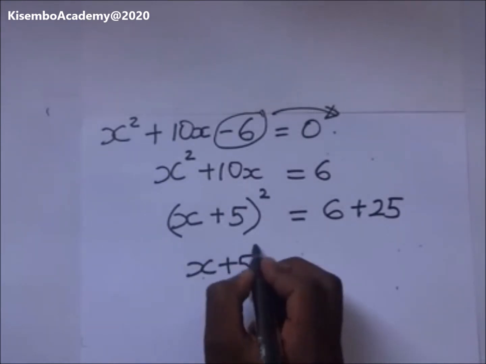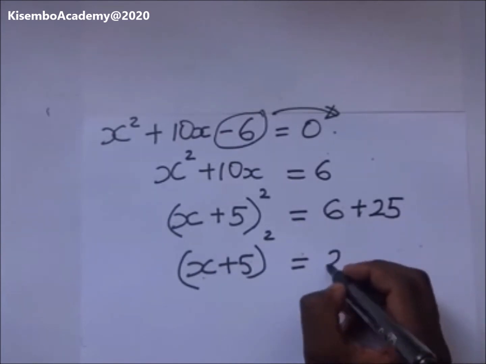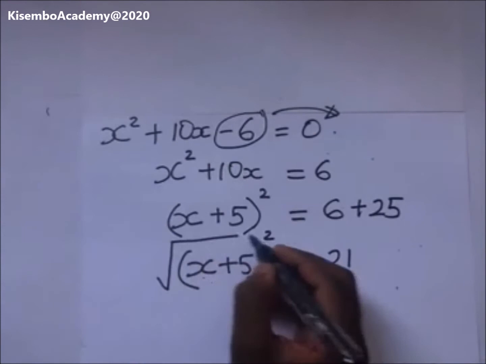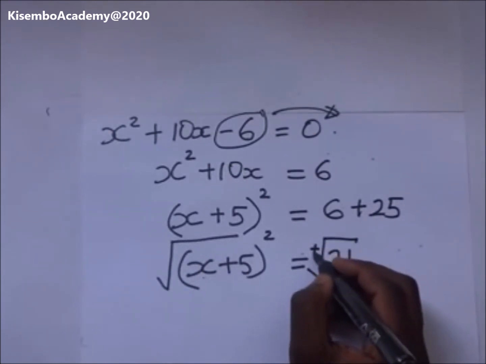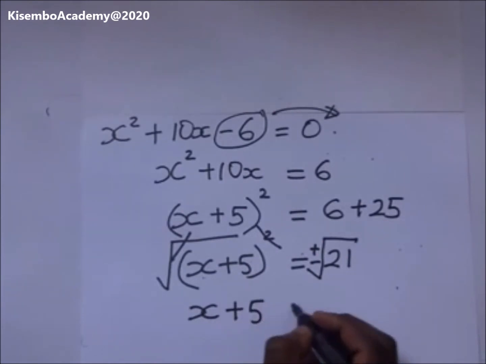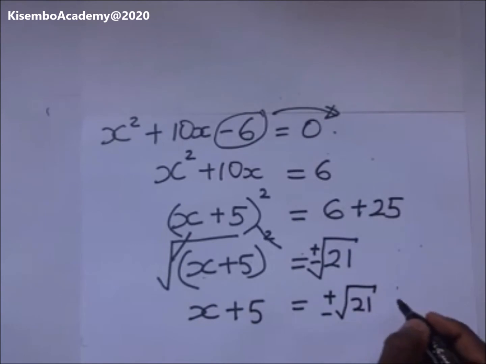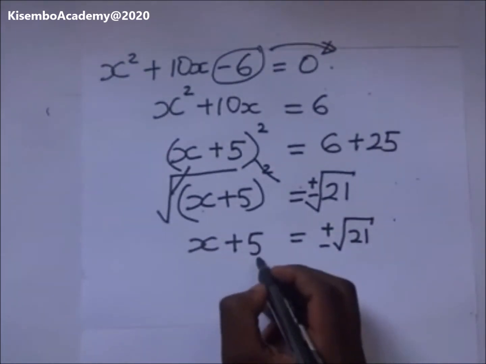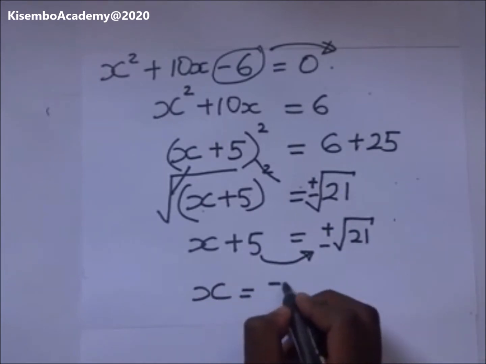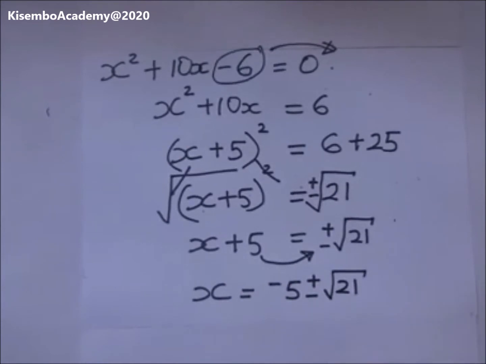6 plus 25 is going to be equal to 21. So when you find the square root on both sides, this is plus or minus. This goes with that. You remain with x plus 5, giving you plus or minus the square root of 21. So here, when this 5 goes that side, you remain with your value of x, giving you negative 5 plus or minus the square root of 21.